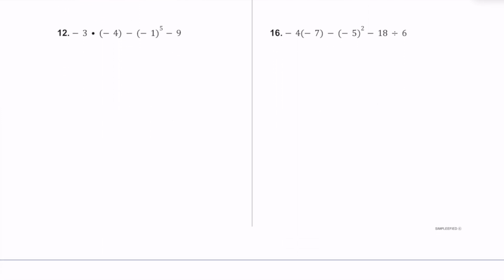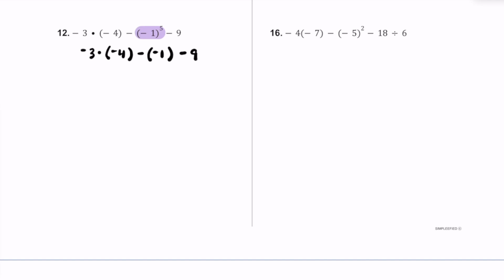All right, for number 12, we have a few different types of operations, but we're going to start with the power as usual here because it's the most important out of all these. We have negative 1 to the 5th power, so that's negative 1 times negative 1 times negative 1 times negative 1 times negative 1. That's just going to equal a negative 1 because we have an odd number of negatives. So we have negative 3 multiplied by this negative 4. Then we're going to go ahead and take away a negative 1. Make sure to give that a hug, and then take away 9.